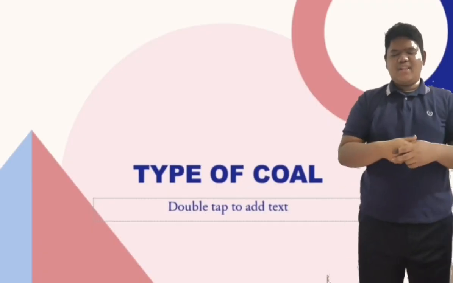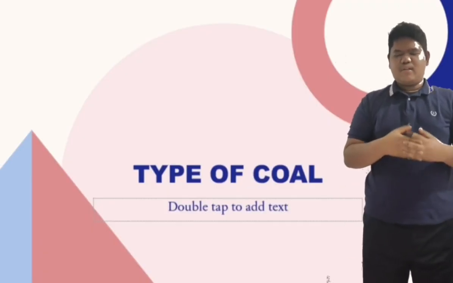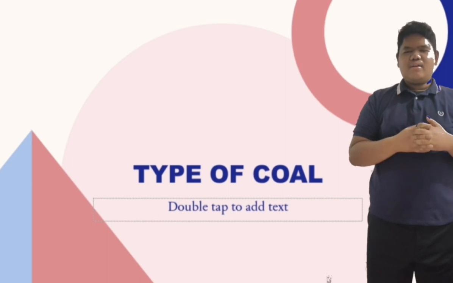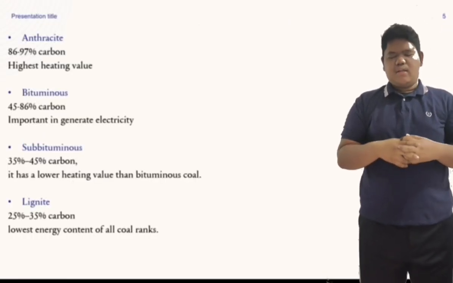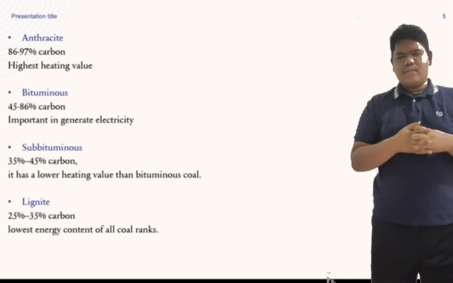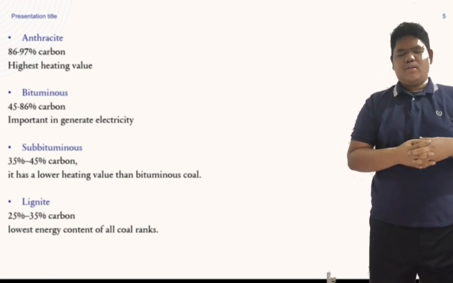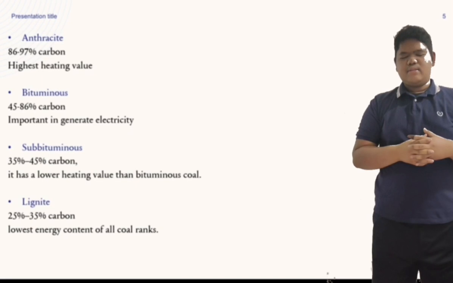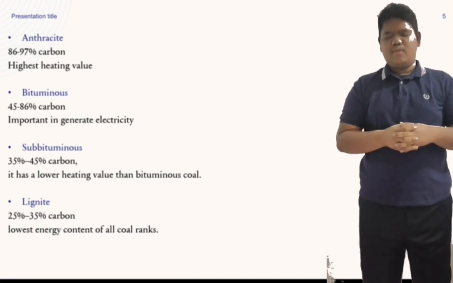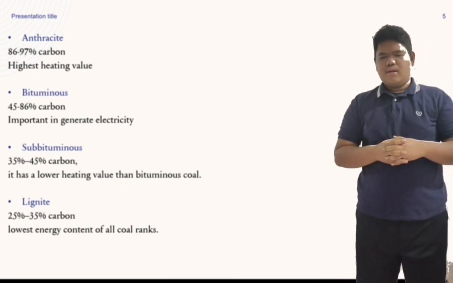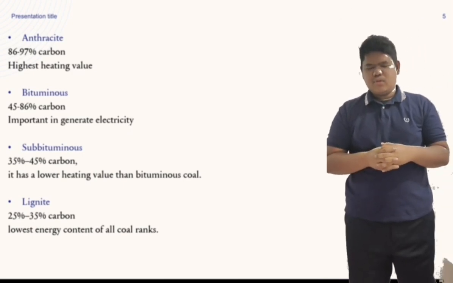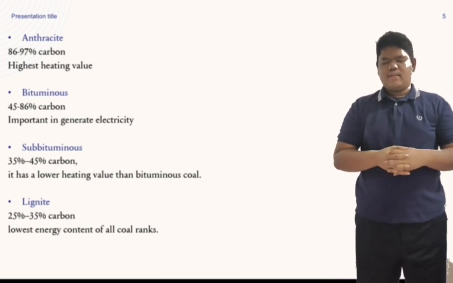Next, I will tell you about the rank of the coal. There are four ranks of coal, and each rank is determined by the heating value and the percent of carbon inside the coal itself. The four ranks are known as anthracite, bituminous, subbituminous, and lignite.